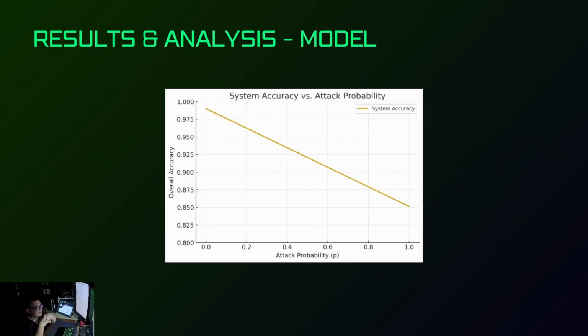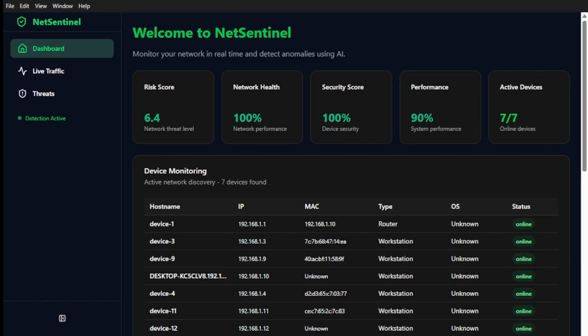And this is a chart of how our system performs on average. Higher probabilities of attacks mean lower accuracy, but let's remember that it will never sink below 86% because of stage 2's accuracy. So now let's start our demonstration for our application.